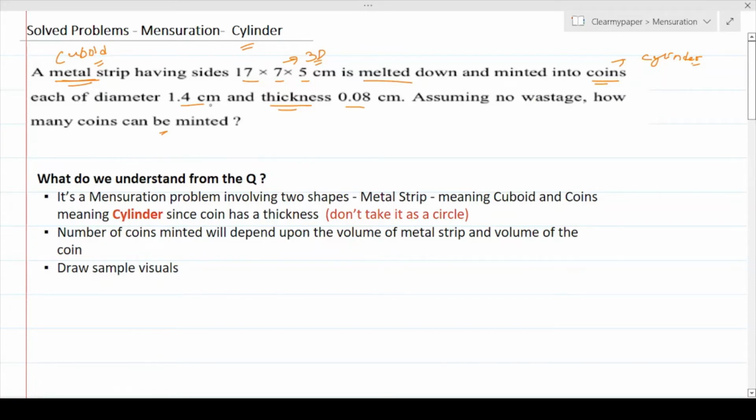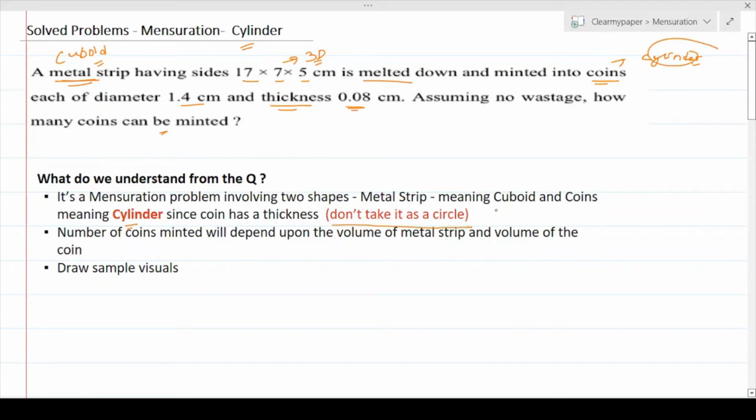Always see what are the dimensions given. Since they've given two dimensions, the diameter and the thickness, and since a coin, we have seen all the coins in terms of money coins, it still has some thickness, okay? And the proof for that is a thickness of some dimension is given, 0.08. That should be a clue that this is not a circle and this is a cylinder. So make sure that you do not make that mistake, okay?